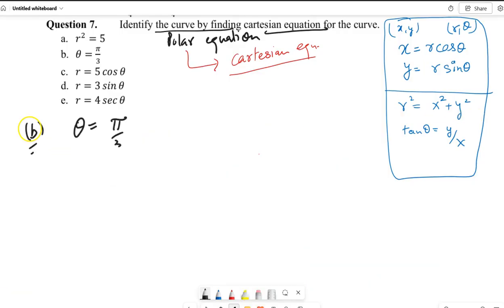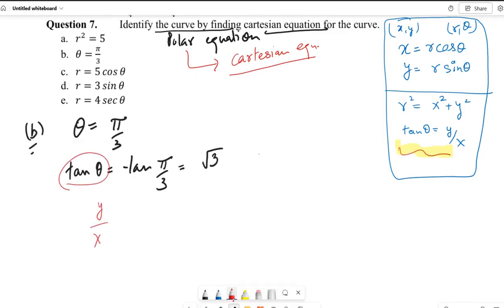Let's work on part B. Theta is equal to pi by 3. Now, here we are going to use the second relationship. So we can take tangent on both sides. Tangent theta is equal to tangent pi over 3. We know that tangent pi over 3 is root 3. And from our formula, we know that tangent theta can be written as y by x. So we can write our equation as y by x is equal to root 3, which can also be written as y is equal to root 3 x. So this is your Cartesian equation for the given polar equation, theta equal to pi by 3.